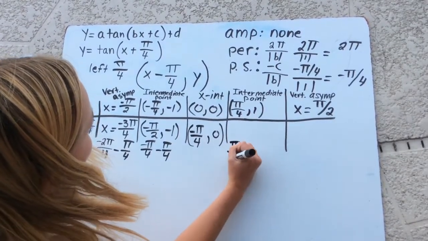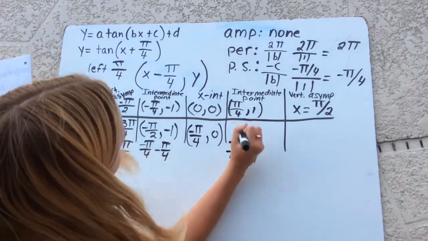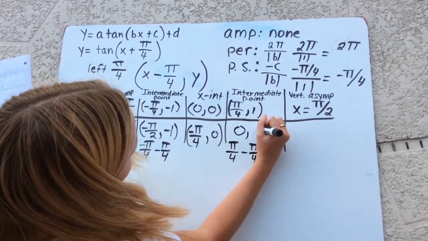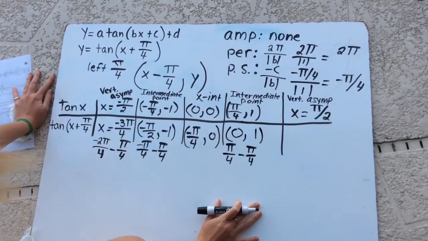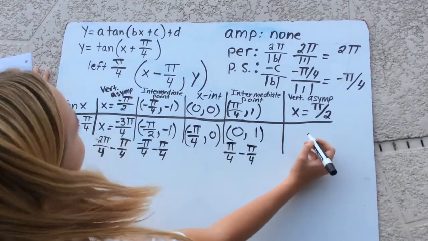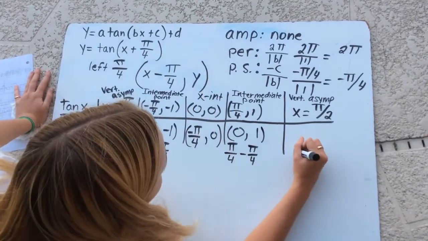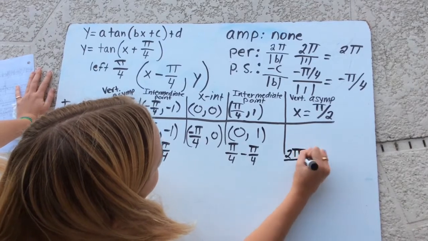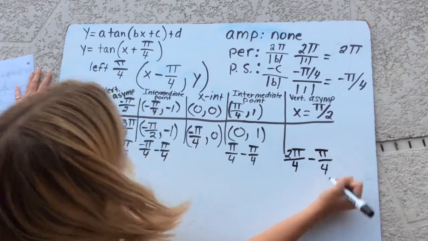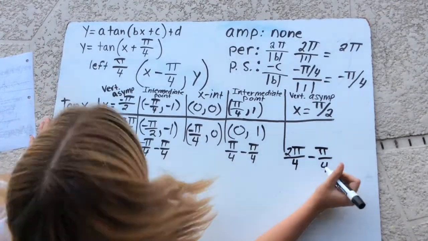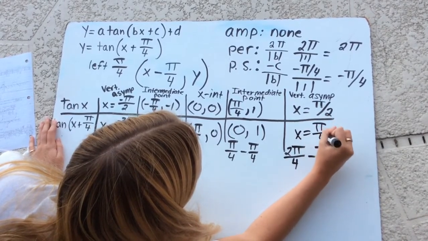For our second intermediate point, we do the exact same thing. Pi over 4 minus pi over 4 gives us 0. Same y value. There's our second intermediate point. For our other vertical asymptote, we do the exact same thing. We plug pi over 2 in for x. So pi over 2 is also 2 pi over 4 minus pi over 4. This gives us x equals pi over 4.